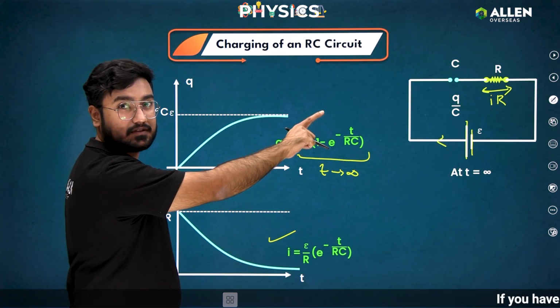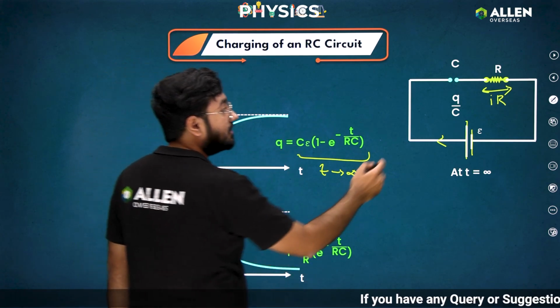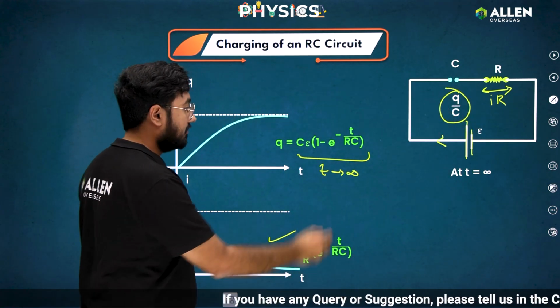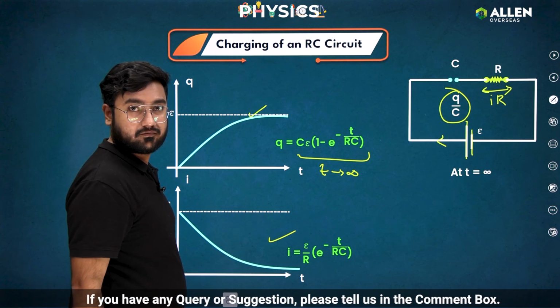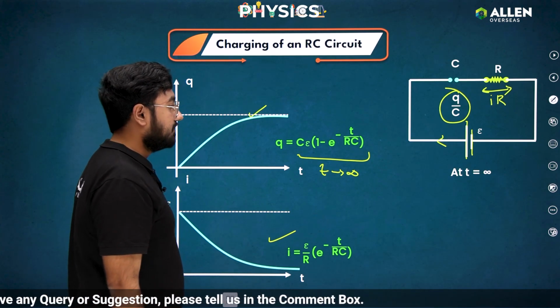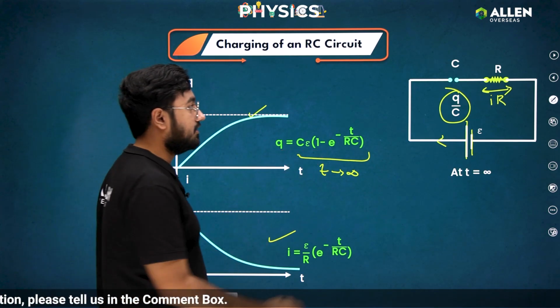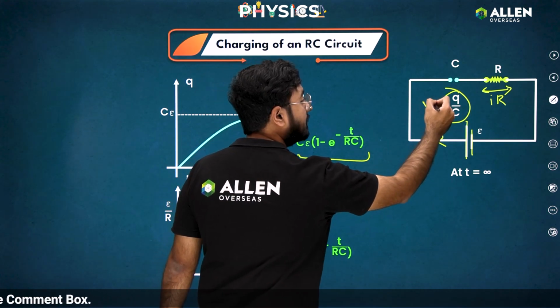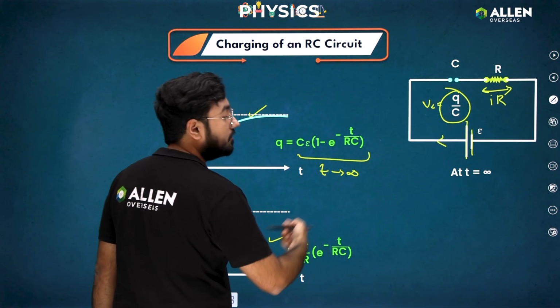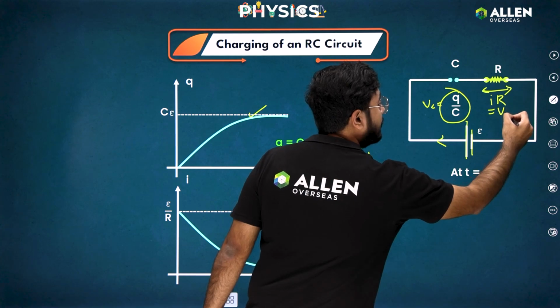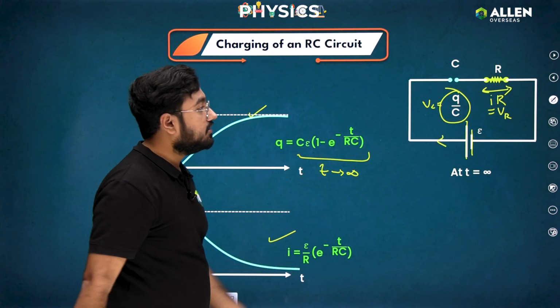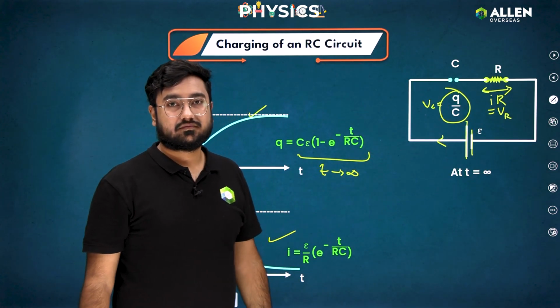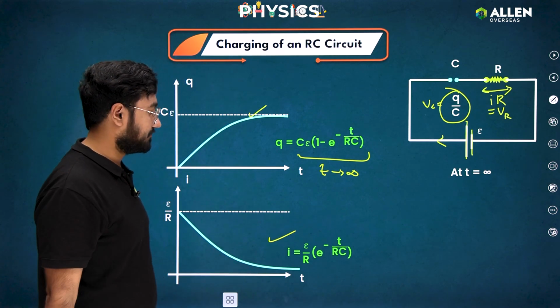What will be the potential difference across the capacitor? That is Q by C. So it will follow this curve, isn't it? Substitute the value of Q, you will get Vc. Substitute the value of I here, you will get the value of Vr. When you add them together, you will get E, right? Try.